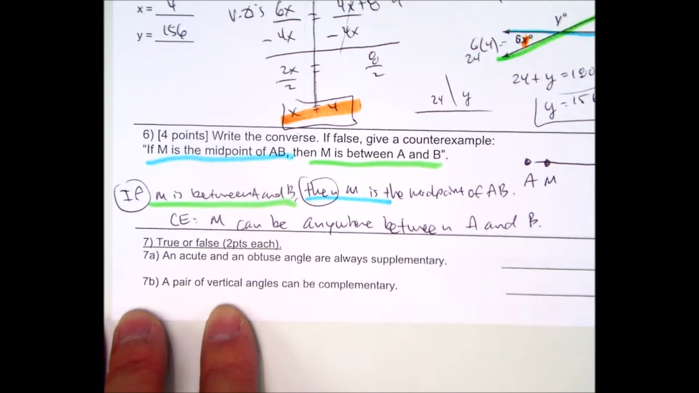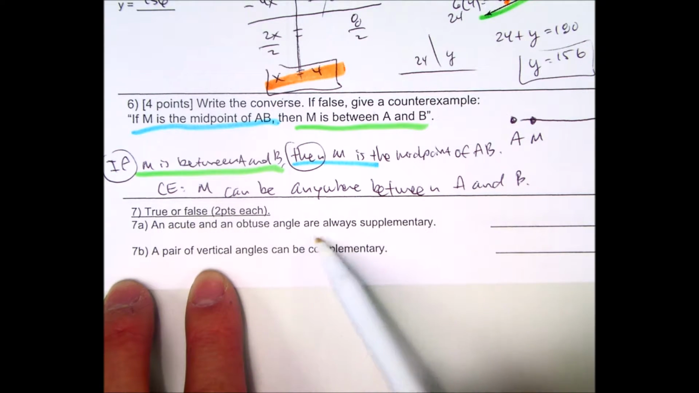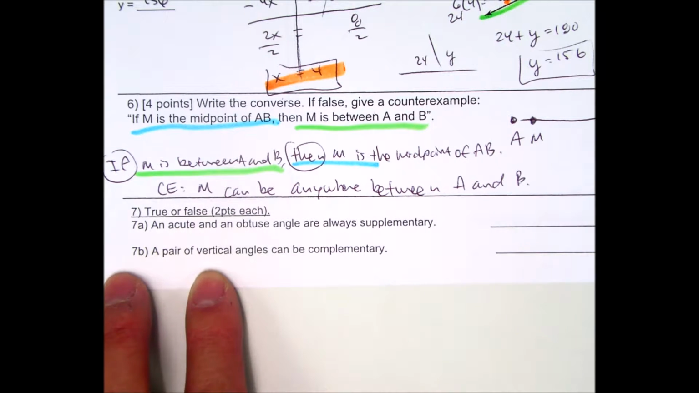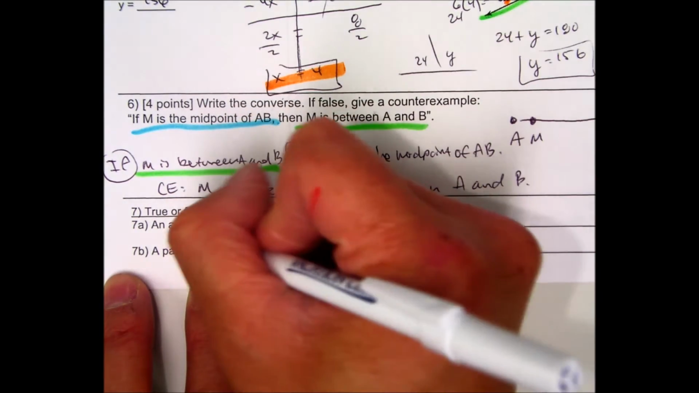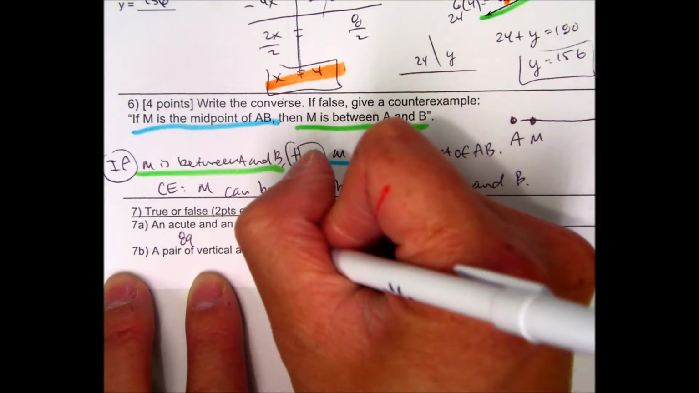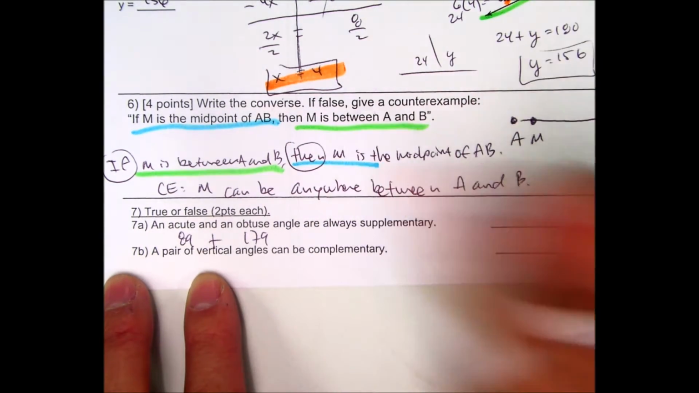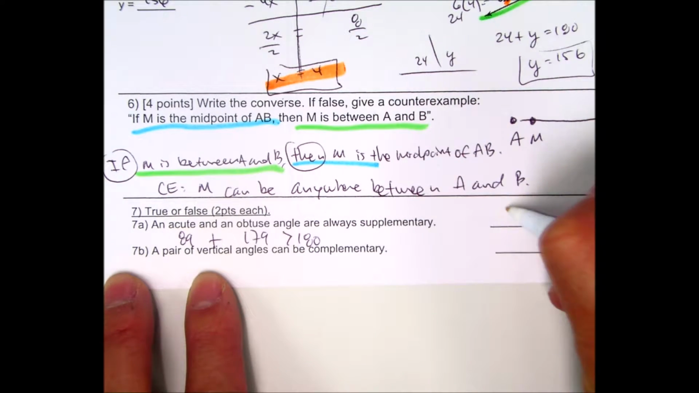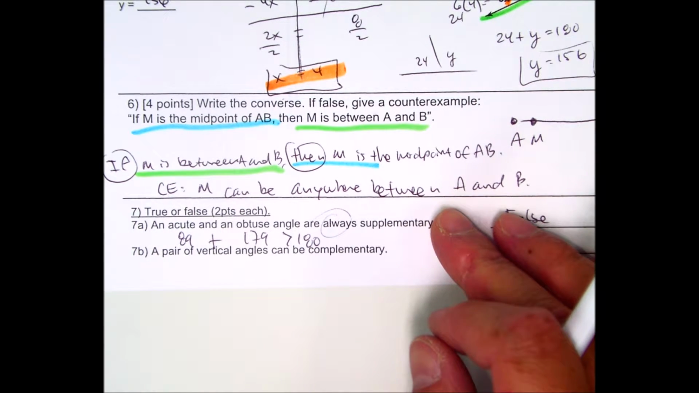Question number 7. True or false? An acute angle and an obtuse angle are always supplementary. Okay? So this is where you should be making up numbers or drawing yourself a picture. An acute angle might be 89, something less than 90, right? And how about an obtuse angle? Let's just say I make up a number 179. If I add those two numbers together, is that going to equal 180, class? No, it's going to be greater than 180, so the answer here is false. Remember, that keyword is always.